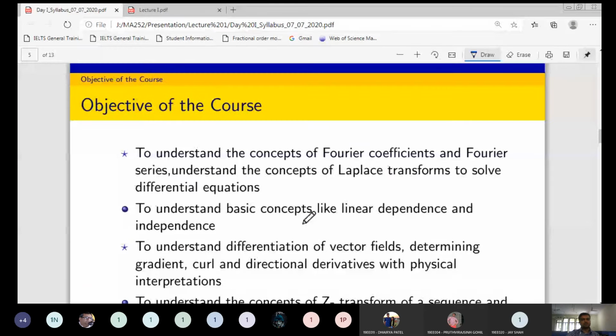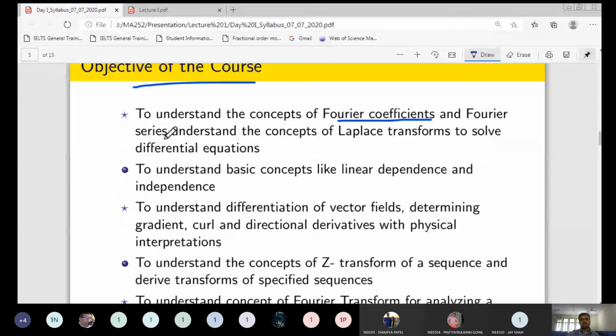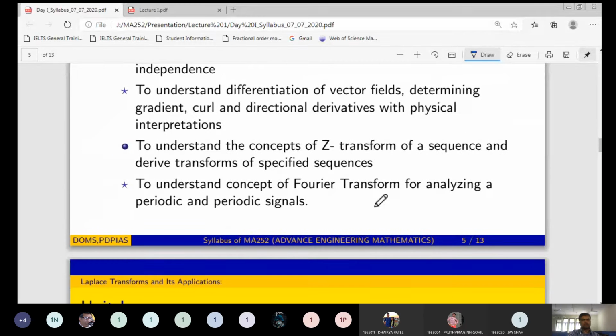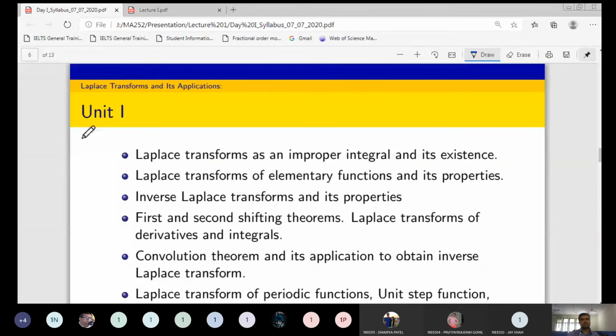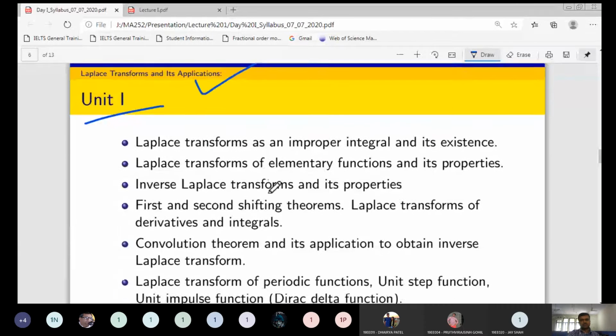What are the objectives of the course? To understand the concepts of Fourier coefficients and Fourier series, and to understand the concepts of Laplace transform to solve differential equations, and so on. You can go through our course PDF also. So this is the first unit of our syllabus, and I will teach you this unit. Unit number 1, Laplace transform and its application.